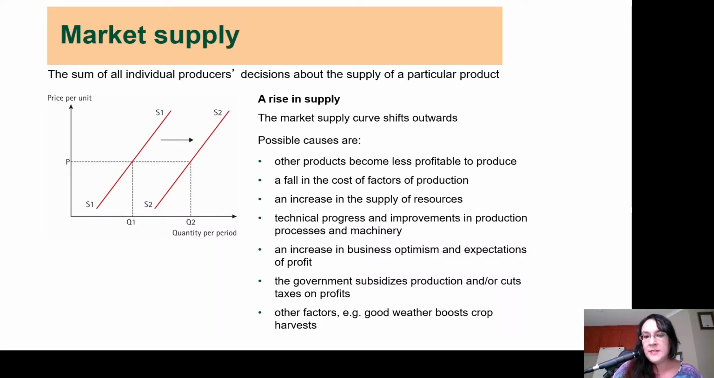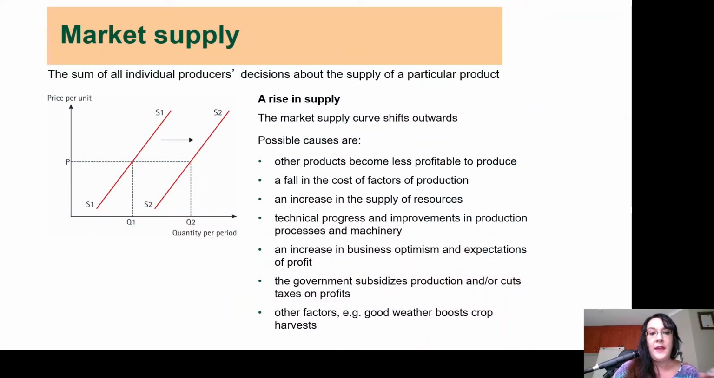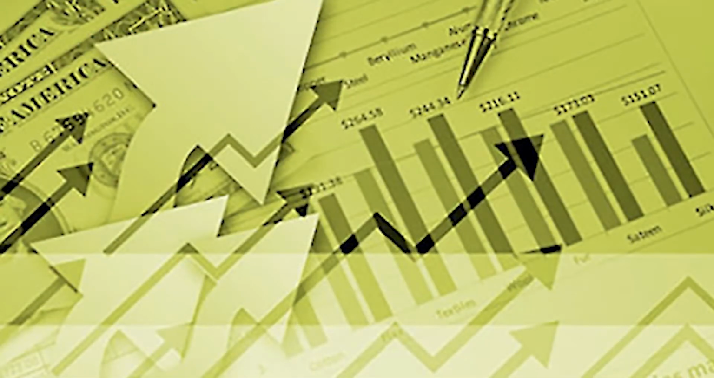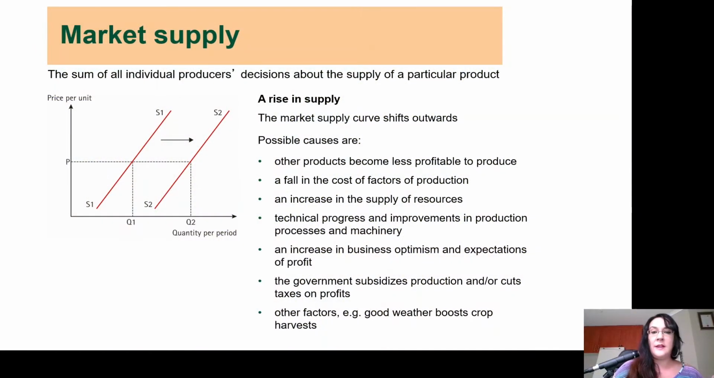Let's look at factor number 5, an increase in business optimism and expectations of profit. This means business owners are very optimistic and are actually investing more in their business, probably even expanding their business operations, and that could lead to supply increasing. That's normally when I'm looking at good economic conditions, like an upswing in my economic cycle, things like that.